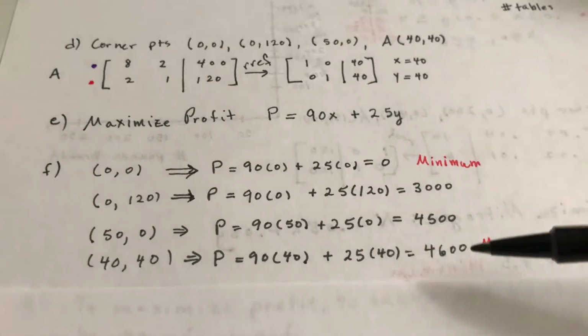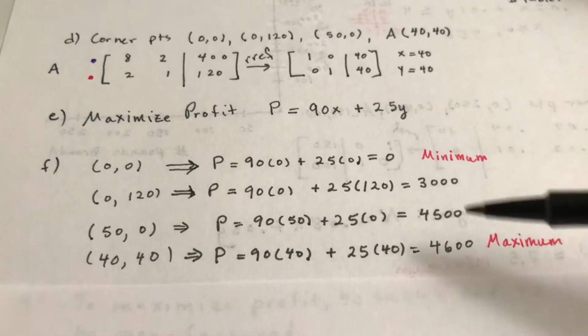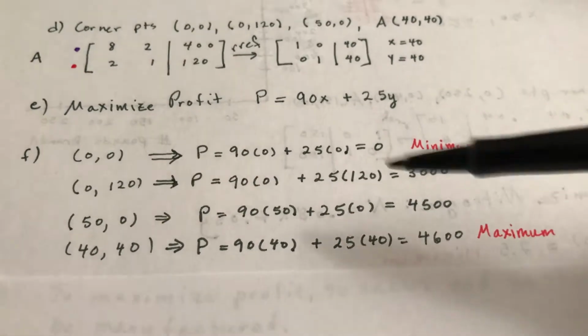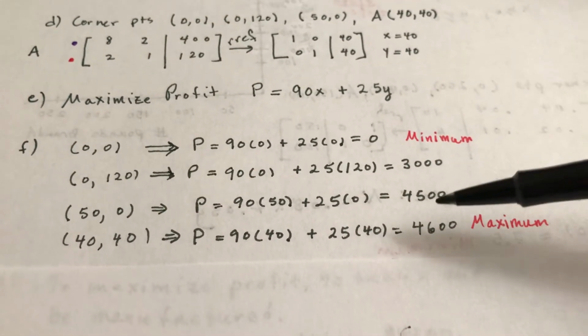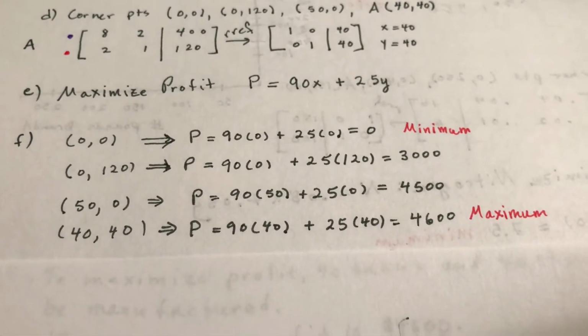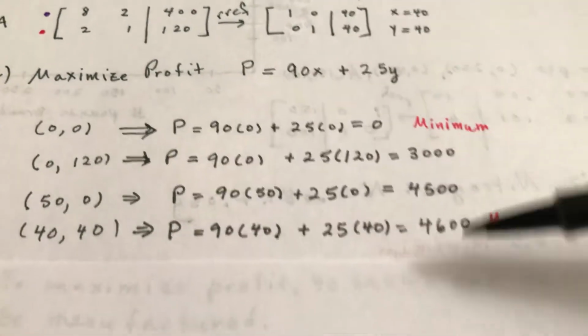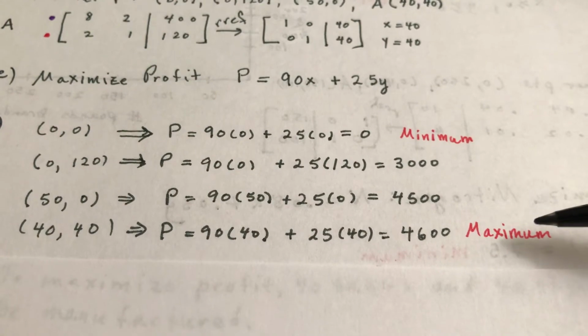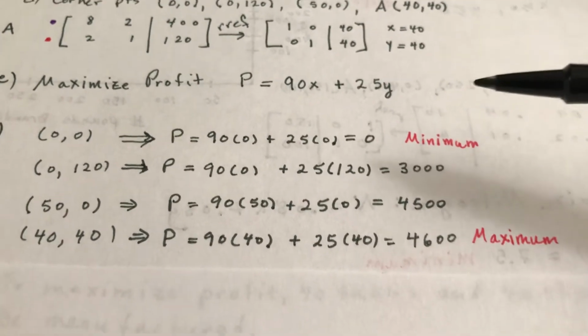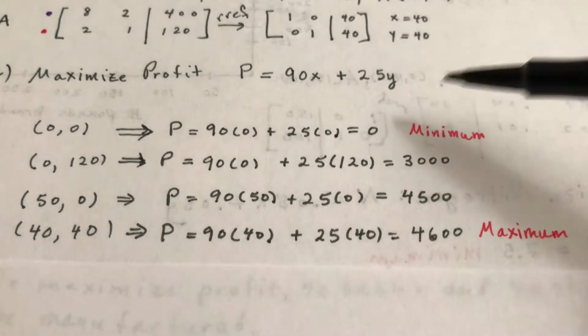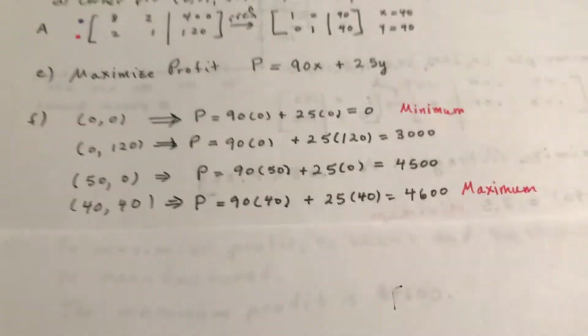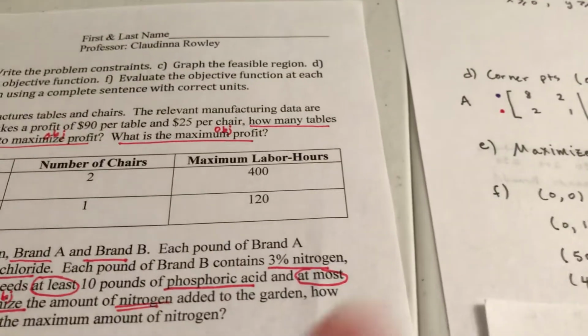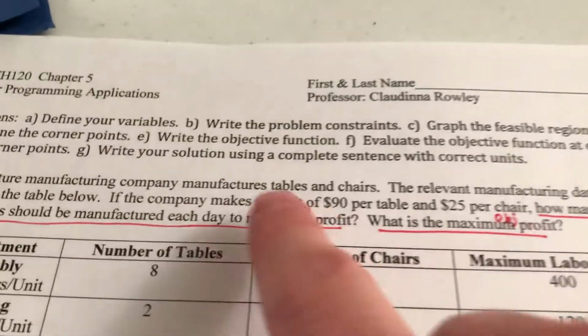So you can pause this and make sure that you get these outputs. So I got 0, 3,000, 4,500, and 4,600. And then I look at these values and I see which one's the largest, and this one is the largest. So that's the maximum. And this one, by the way, they could be asking for a minimum. That's the minimum. And that we're done with F. G is the last step.